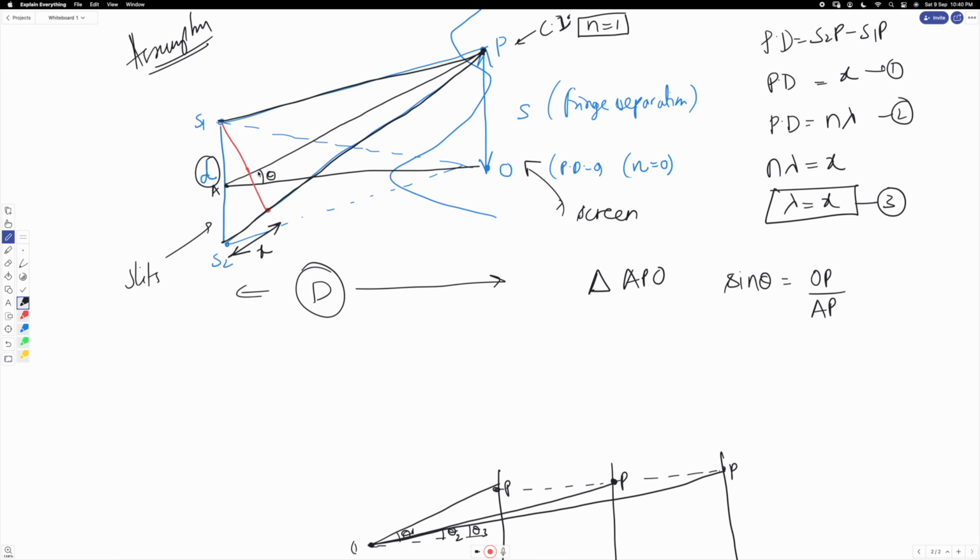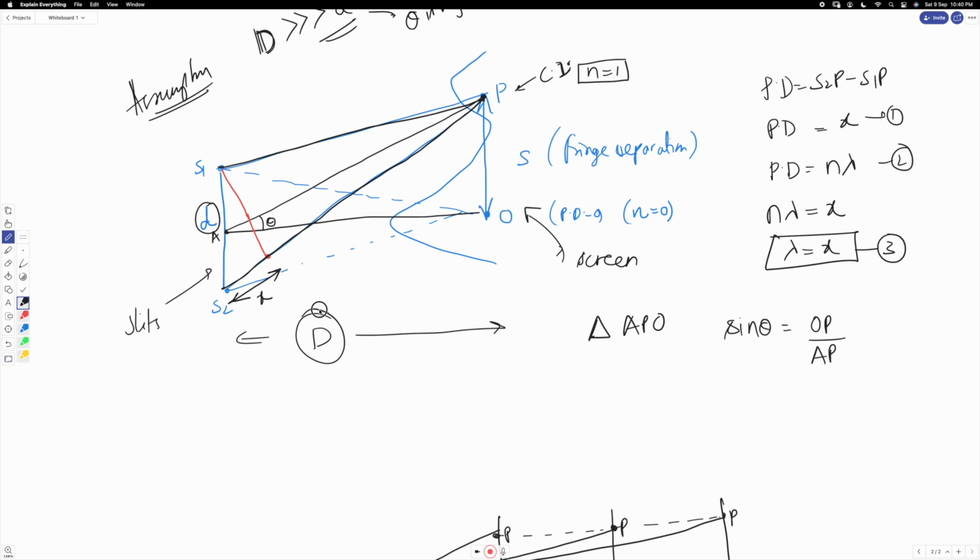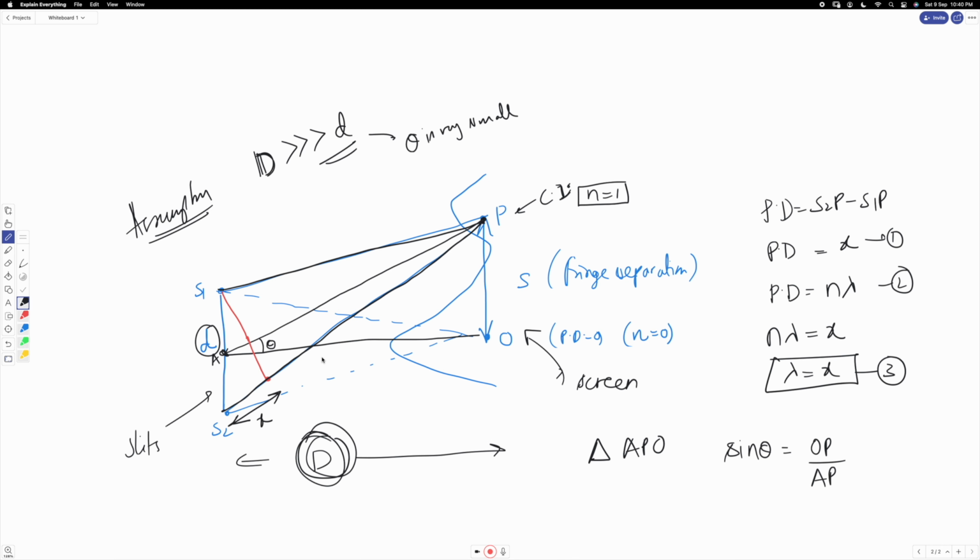That is what I was talking about here. This D, the screen is very far away from the eye. You can consider the slits as the eye. So the screen is far away from the eye. Therefore, this D is much larger, very big. That is why theta is going to be very small.